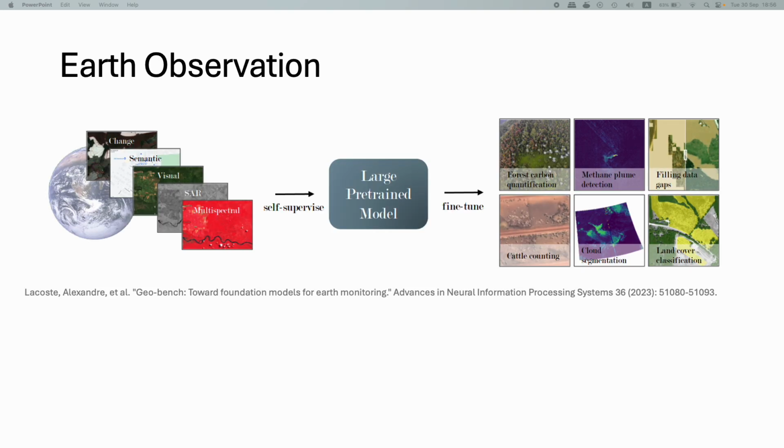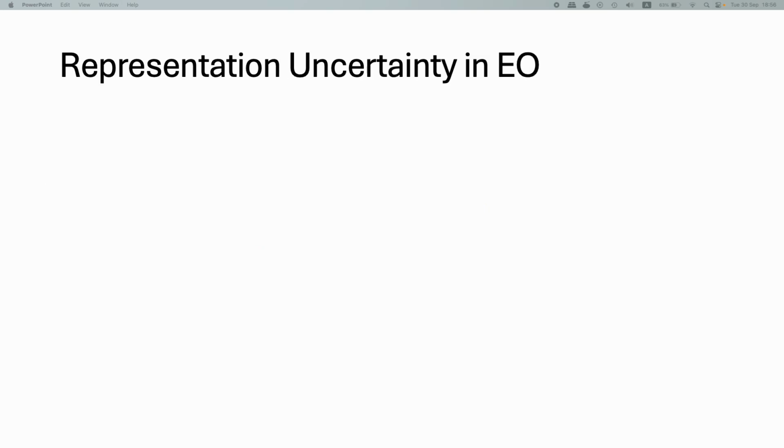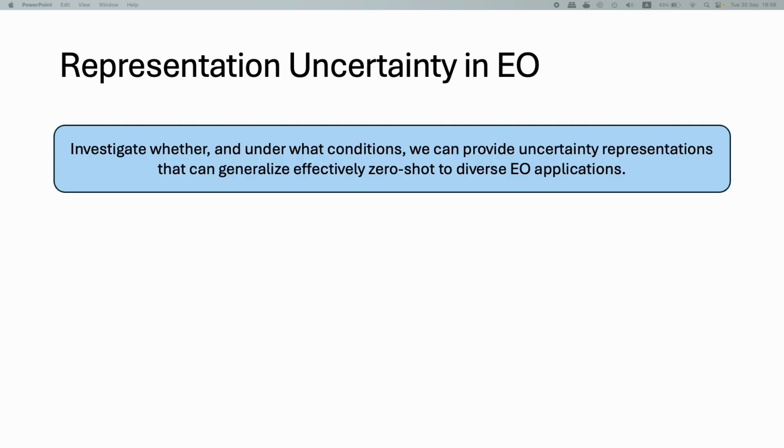Representation learning has shown great potential in Earth observation, allowing learning representations that transfer zero-shot to improve downstream task performance. However, the concept of representation uncertainty remains unexplored. In this work, we try to answer: does representation uncertainty hold promise for Earth observation? To answer that, we investigate whether and under what conditions we can provide uncertainty representations that can generalize effectively zero-shot to diverse Earth observation applications.